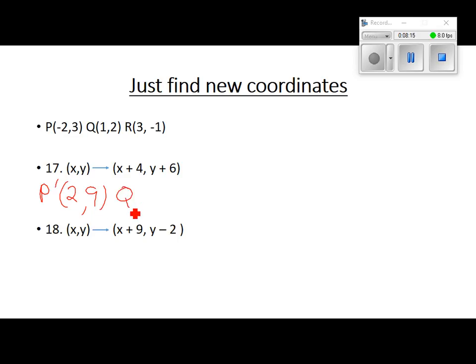Then we do Q prime. Somebody tell me what Q prime is going to be. 5, 8. How about R prime? 7, 5. 7, what? 5. That's where the new triangle is going to be.